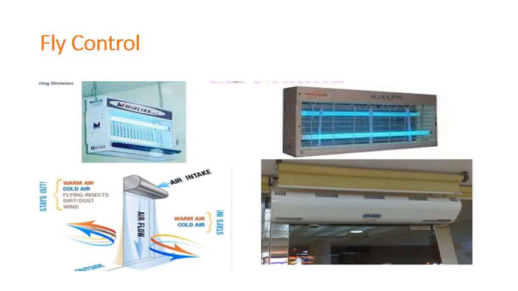So there are always two options. In some places there will be an insectocutor or fly catcher with UV radiation. This UV radiation will attract the flies and catch and kill them. And in many places at the entry of the rooms, there will be positive air pressure. This positive air pressure will not allow these insects to come inside. So there are many such devices for controlling this kind of nuisance.